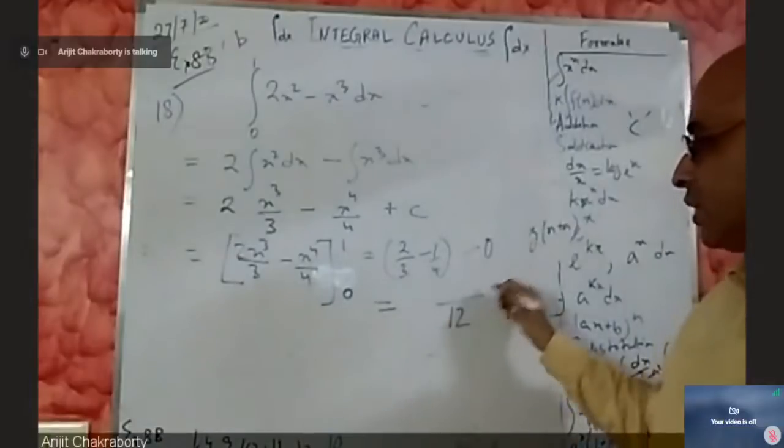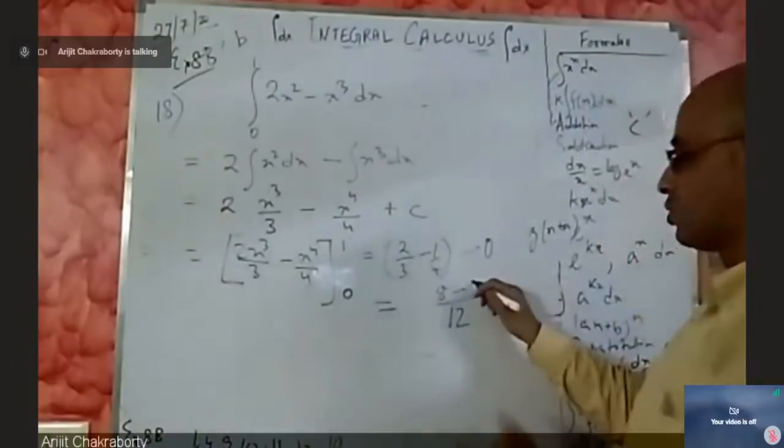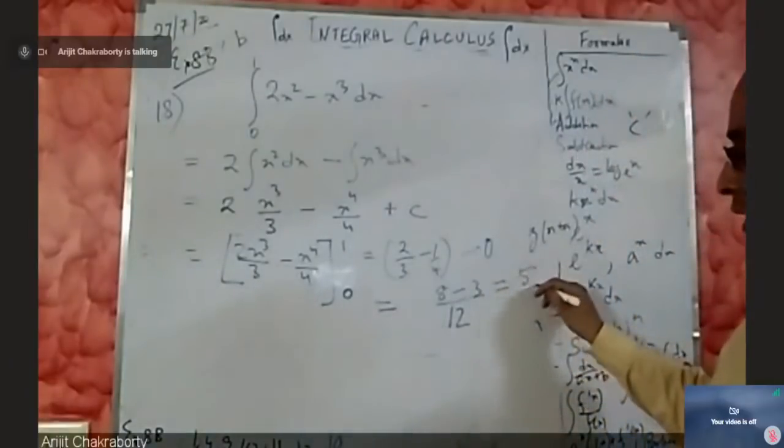That is, 12 is the LCM. 3 4s are 12, 4 2s are 8, minus 4 3s are 12. So the answer should be 5 by 12.